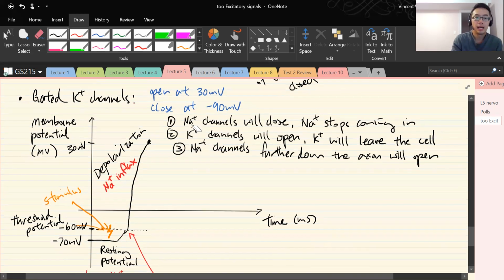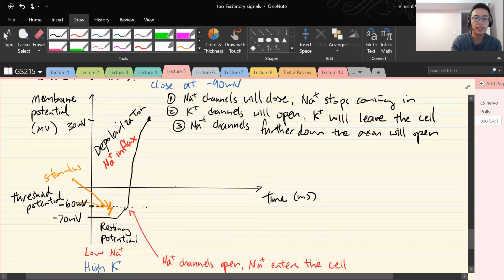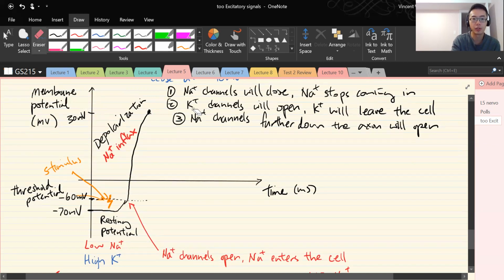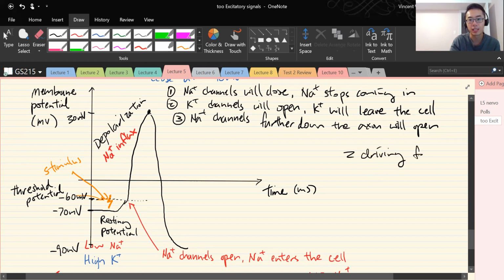Now, after the potassium channels open, the potassium will leave the cell. As the potassium leaves the cell, it is going to cause the membrane potential to come down again, right? Because you're losing positive, and it's going to come down a lot, okay, to about -90. Okay. There are two driving forces for potassium efflux, leaving. Okay, number one, concentration gradient.